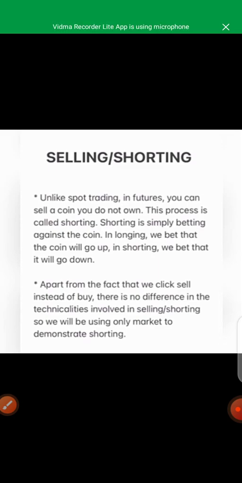Apart from the fact that we click sell instead of buy, there is no difference in the technicalities involved in selling, aka shorting. So we'll be using only market to demonstrate shorting when we get to our practical session. Follow to the end of this video.